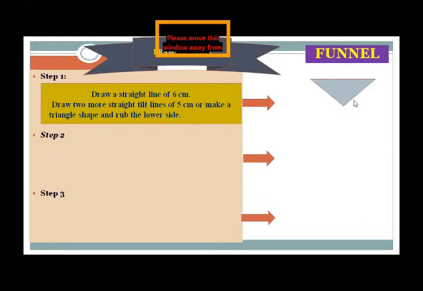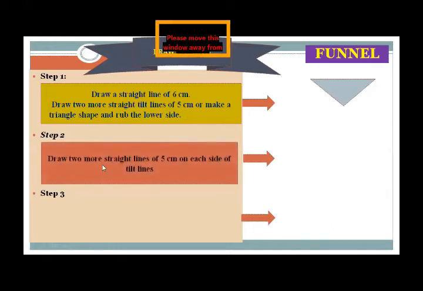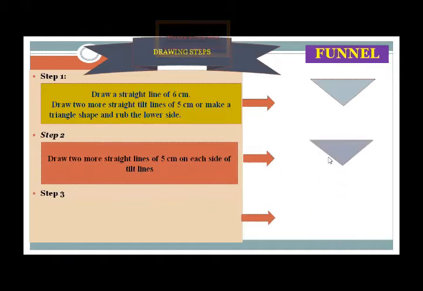My dear students, as you know, today I am drawing a funnel, so you have to focus carefully on what you will do while drawing a funnel in your drawing copy. Everybody listen to me carefully and follow these steps. Step number one: draw a triangle with a 6 centimeter straight line, and the other lines will be 5 centimeters, and you will rub the lower line. Next, draw two more straight lines of 5 centimeters on each side of the tilt line. What am I telling you? Look at this picture.